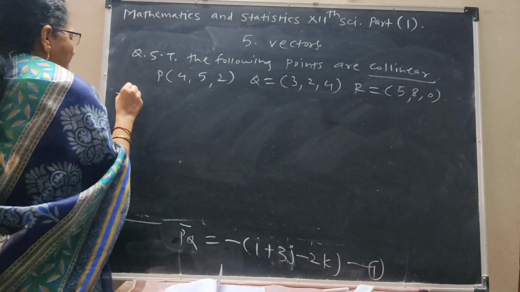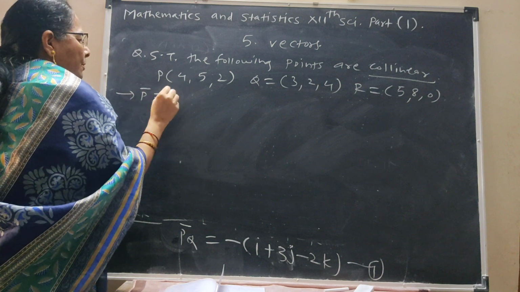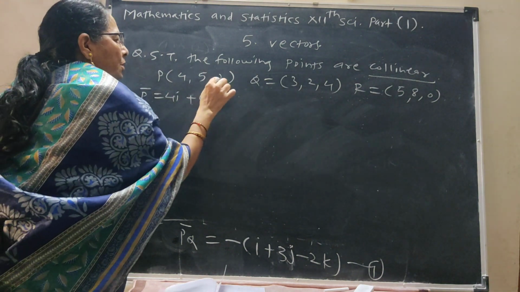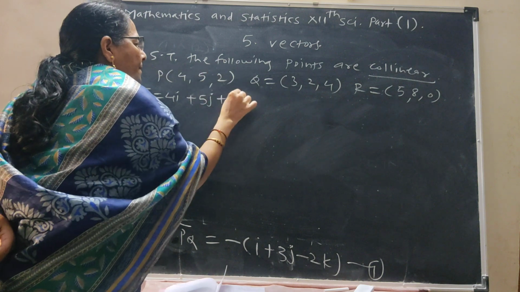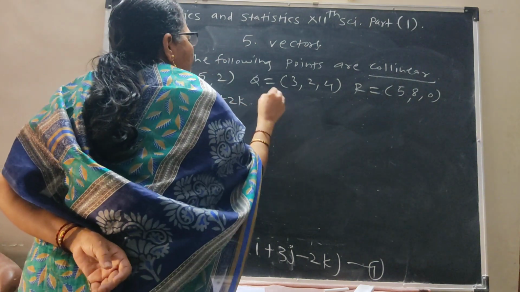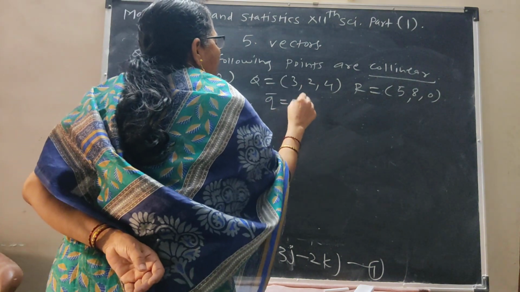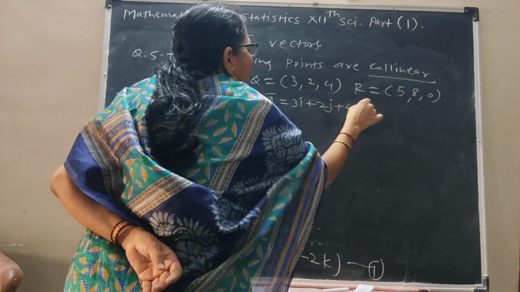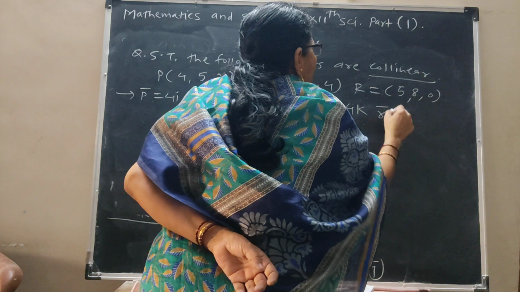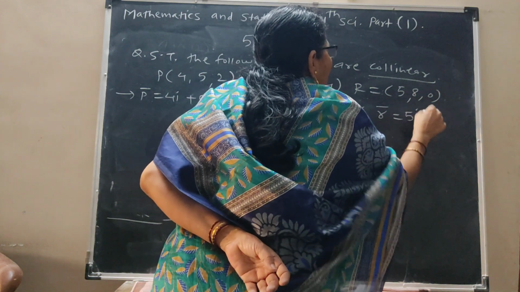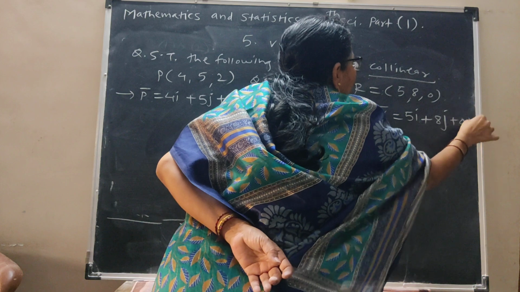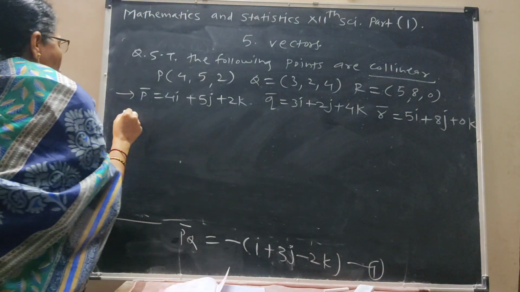So the vectors are P bar = 4i + 5j + 2k, Q bar = 3i + 2j + 4k, R bar = 5i + 8j + 0k. Find the value of PQ bar.